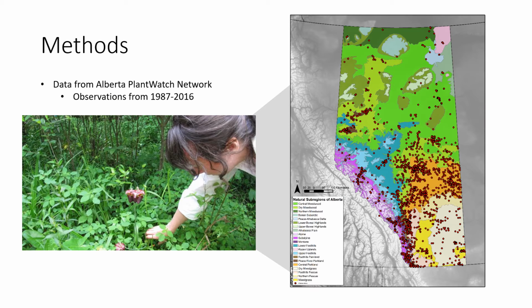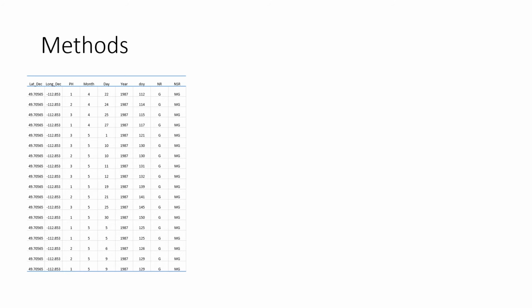For this project, we used data from the Alberta Plant Watch Network, which is a citizen science project. Their database has observations of different phenology events from all across Alberta from 1987 to 2016 for many different species, and you can see the spread of observations in this map here. So this gives us a lot of information about how the timing of phenology for different species differs from one another, but also how it varies spatially and temporally. However, as you can see here, what this database lacks in and of itself is the environmental cues we are interested in looking at in this study.